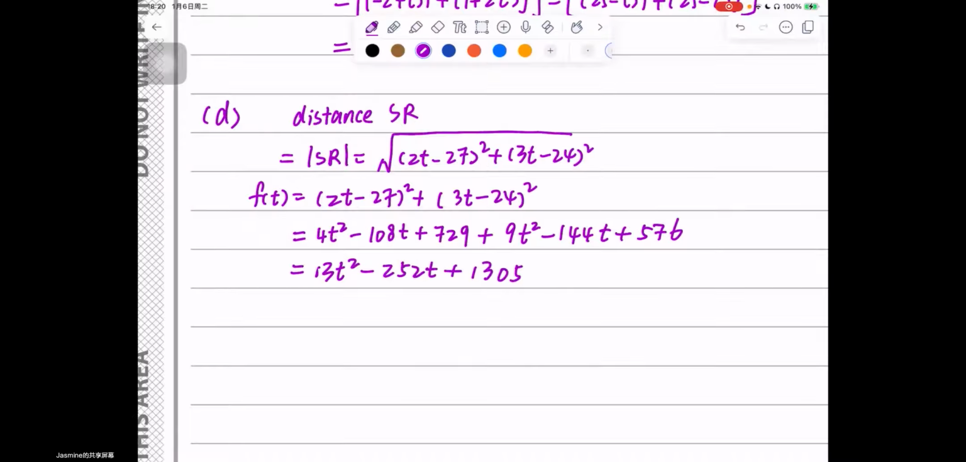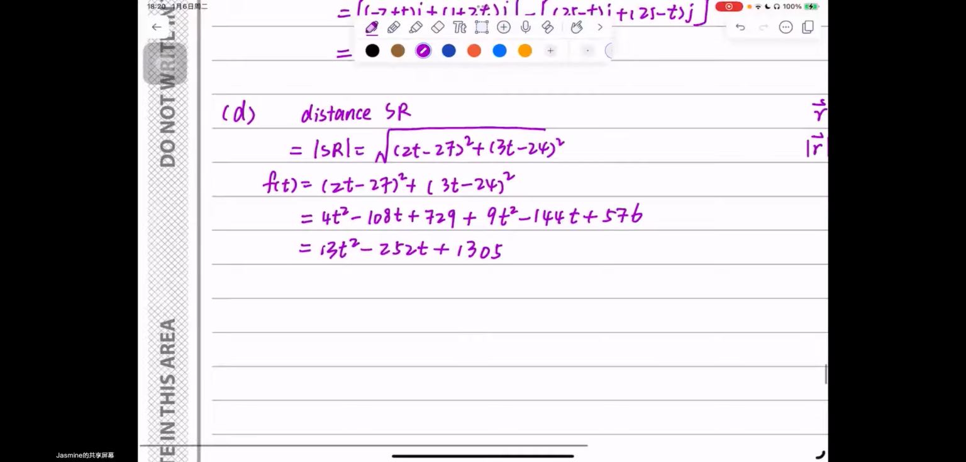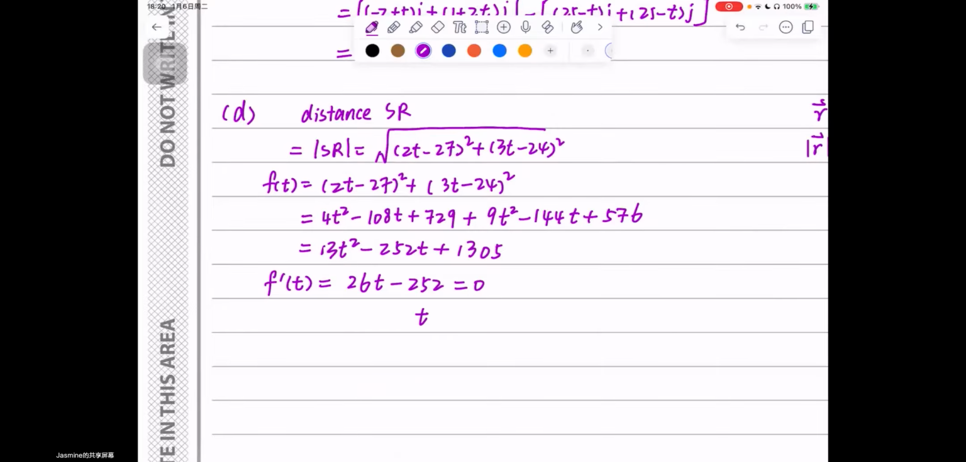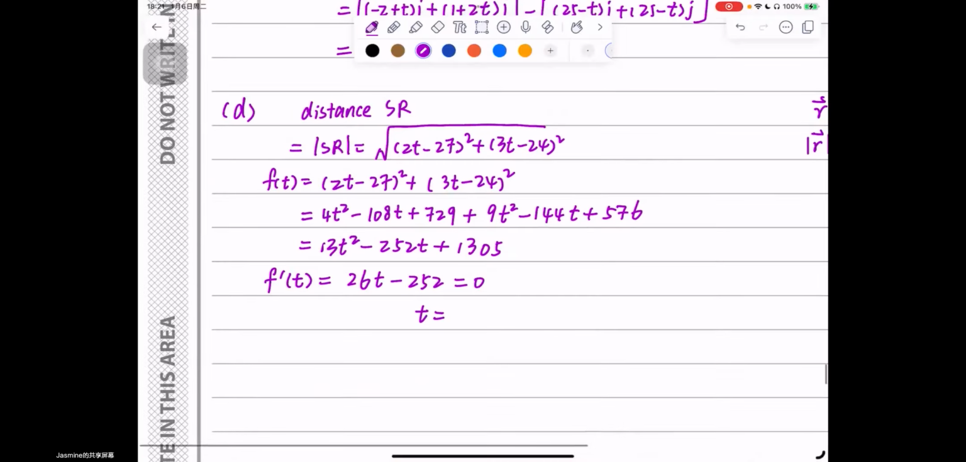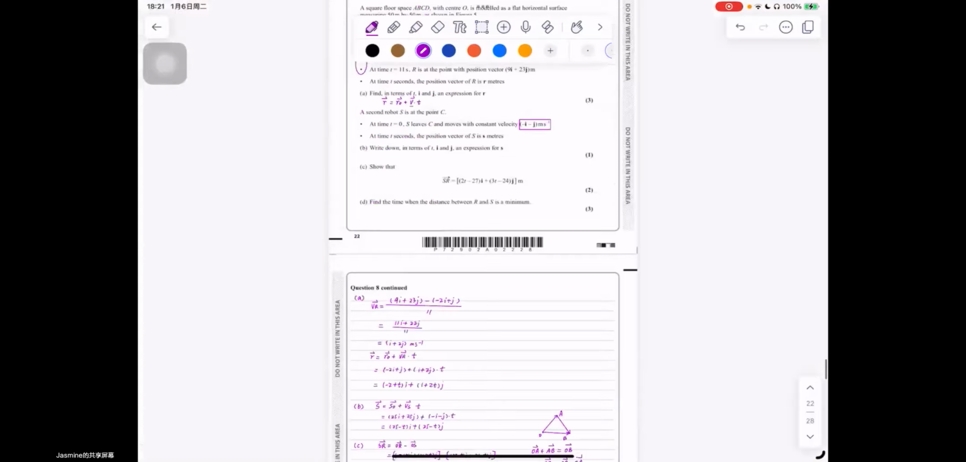Okay, and now we use differentiation and set the derivative equal to 0. What is the derivative? It's very easy to find. It's 26t minus 252, and we set it equal to 0 to find t. And that's it. t is equal to, if you do the math, 126 divided by 13, which is approximately 9.69 seconds. Okay, now we have the answer to question D.